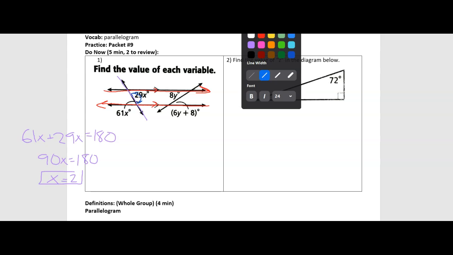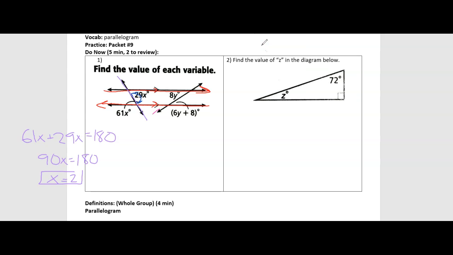For the two angles on the other side, we have a pink transversal. And these angles are on opposite sides of that transversal. They're still both inside the parallel lines, but they're on opposite sides. These are alternate interior, which means they are congruent. So I get 8y is equal to 6y plus 8. That gives me 2y is equal to 8. And that gives me y is equal to 4. A little review from Unit 3.